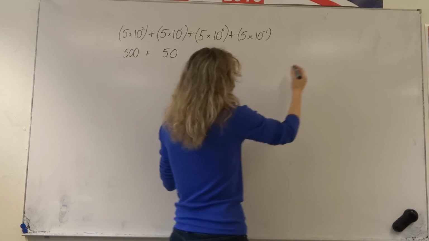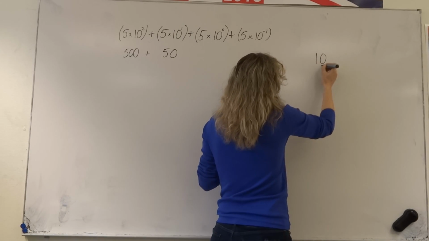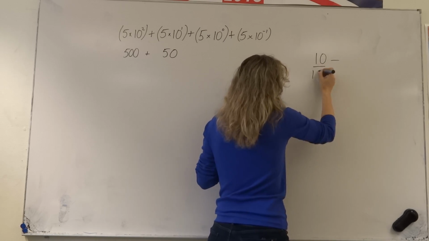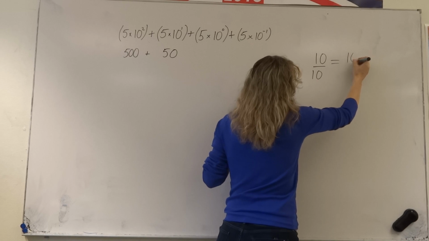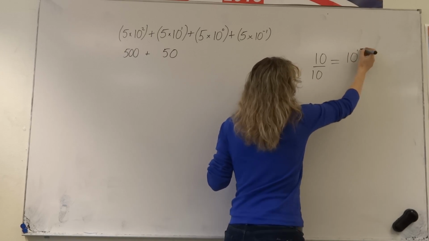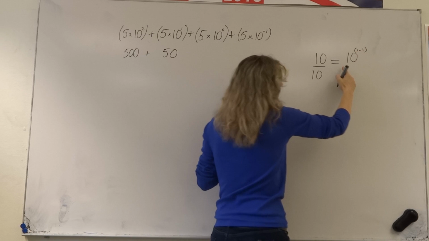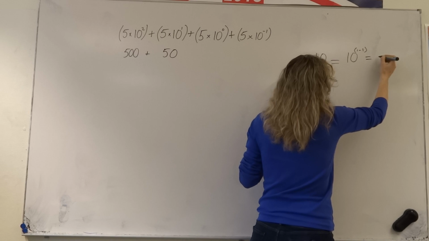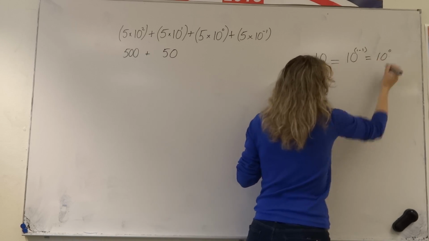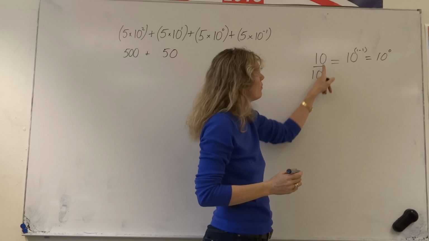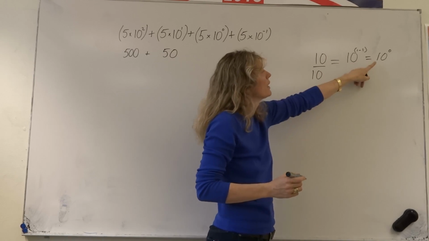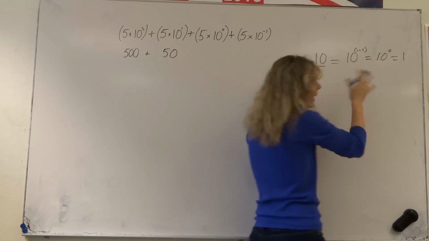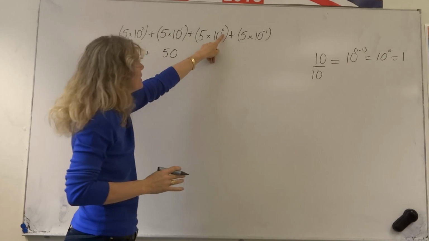Well, I did explain to you that we'd get 10 to the 0 if we did 10 divided by 10. That would be the same as 10 to the 1 minus 10 to the 1. 10 to the 1 here divided by 10 to the 1 would give us 10 to the 0. 10 to the 1 minus 1 here, giving us 10 to the 0. But we know that anything divided by itself is 1.